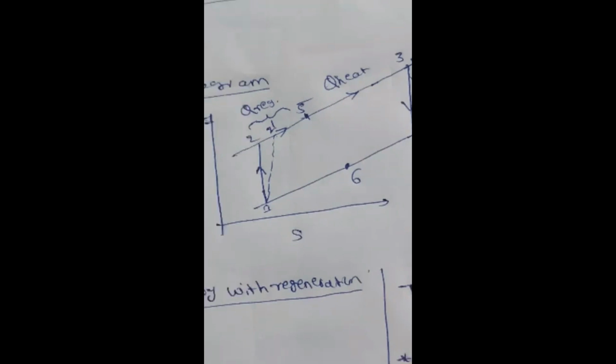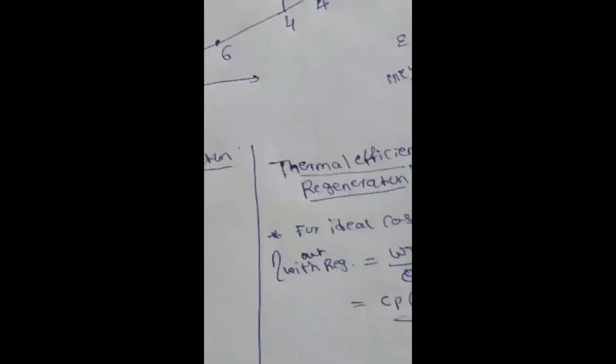Effectiveness means: out of the difference H4 minus H2, how much heat has to be added. It shifts from 2 to 5, so out of H4 minus H2, the heat we are going to add is H5 minus H2. This is the effectiveness in the actual case. Suppose you want to write it for the actual case: the denominator is H4 dash minus H2 dash, and the numerator is H5 minus H2 dash.